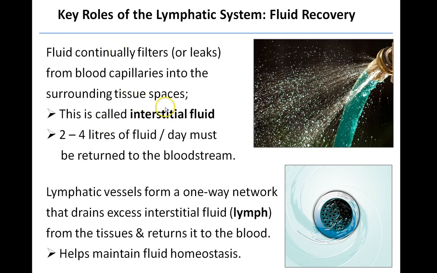Once the fluid is in the tissue, we refer to it as interstitial fluid. Now, to recover this tissue fluid, we have a system of lymphatic vessels. They form a one-way network to drain this fluid back to the cardiovascular system. Once the fluid enters the lymphatic vessels, we refer to it as lymph. So the interstitial fluid, when it enters the vessels of the lymphatic system, is now called lymph. And that's what this photograph is representing here. It's drainage, and that's a key role of the lymphatic vessels. The overall aim of this process is to maintain fluid homeostasis.